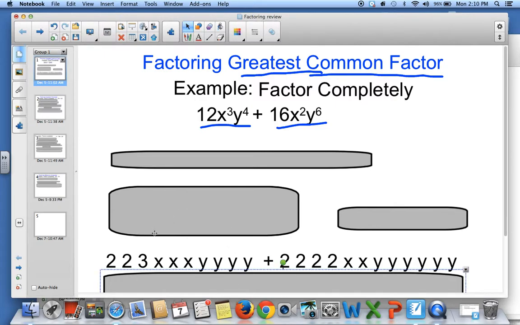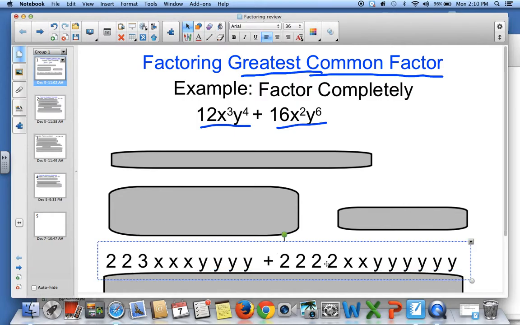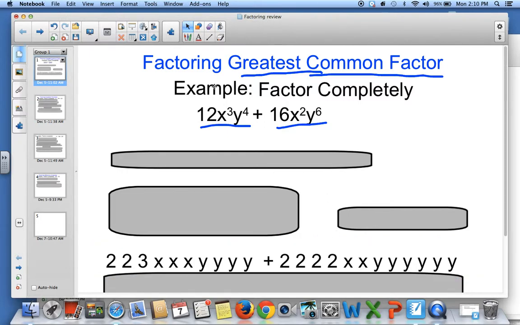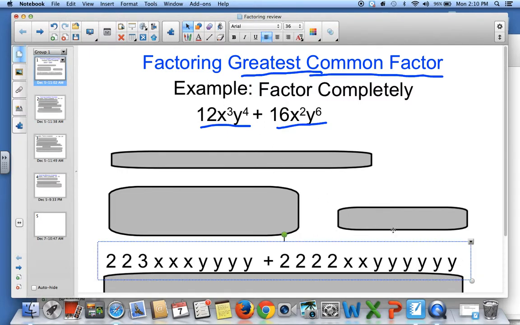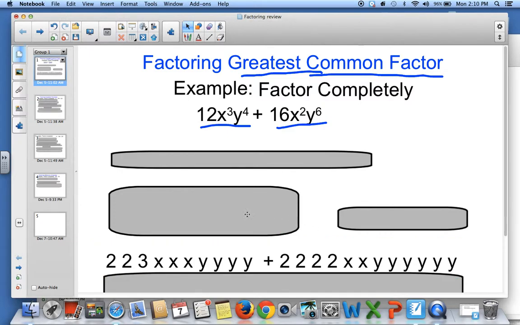So I would have 2 times 2 times 3, that's 12, and then x to the third is 3 x's and y to the fourth, and then 2 times 2 times 2 times 2, that's 16, x squared y to the sixth. So that's what we would have. What we would do for this is to take out the common factor. I would look at this and say, what are some of the common factors, numbers that are in both of these? Well, there's a 2 and another 2 in this one, so I'll write down 2. There's another 2 here, I'll write that down. These are numbers that are going to go in front of the parentheses.